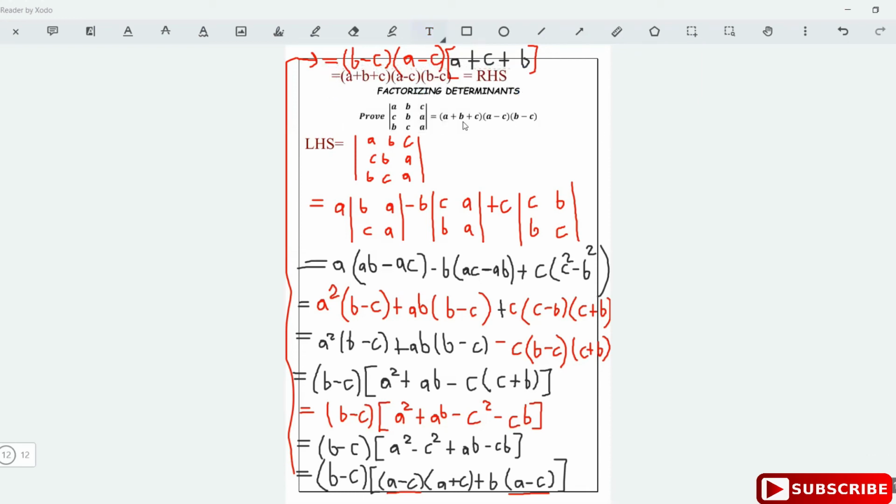So this is how we do this question right here. They love to put questions like these, but they're very easy, soft, and that's how we factorize determinants. Easy, soft.